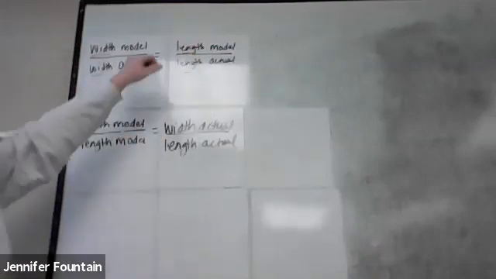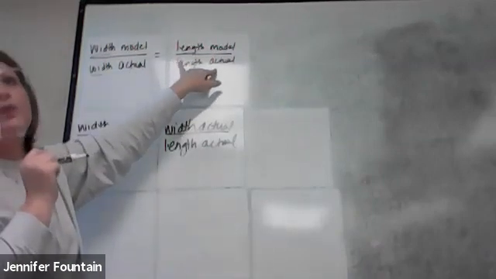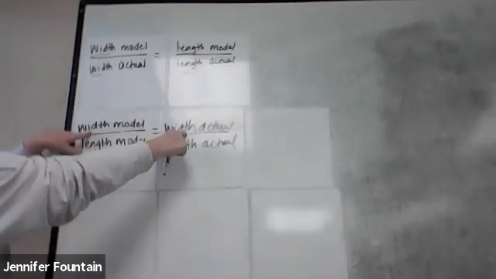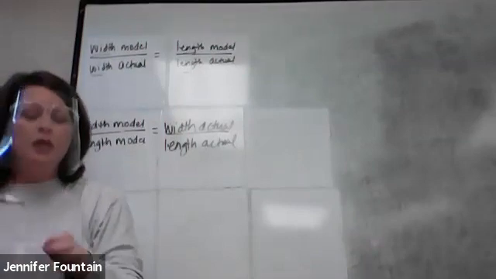So notice here, my common things, I have width and width. Over here, I have length and length. I just have to make sure that I've got model in both of my numerators, actual in both of my denominators. Over here, I've got model and model. Over here, I have actual and actual. So I need to make sure I have width and width, length and length. So do you understand about setting them up where they correspond?